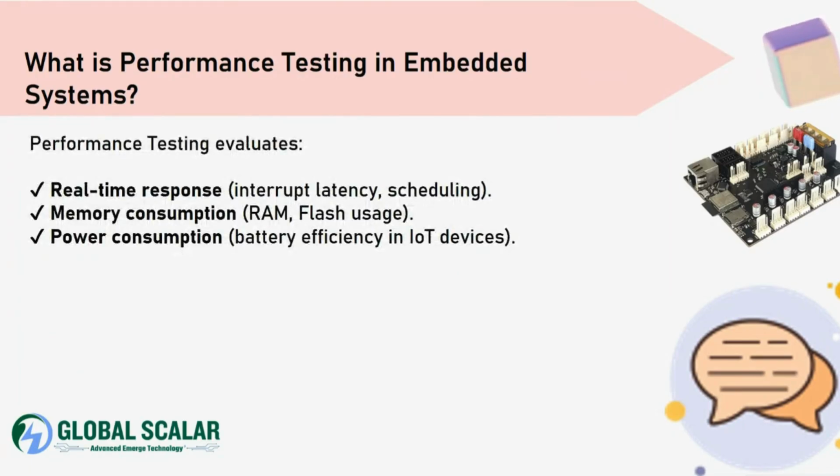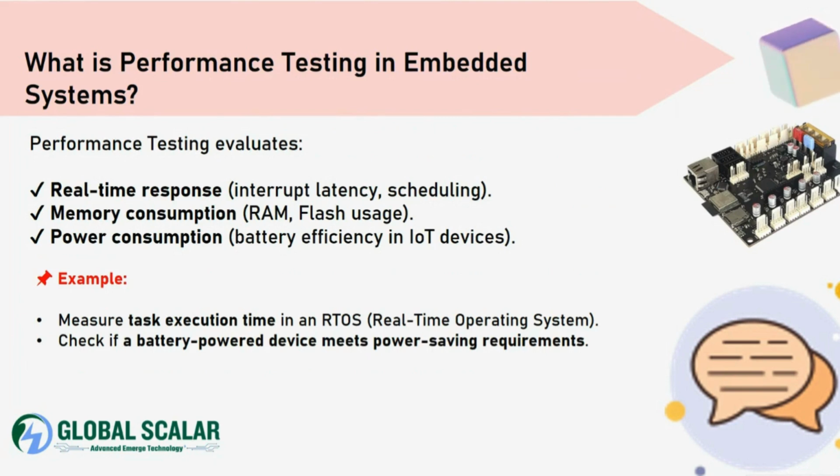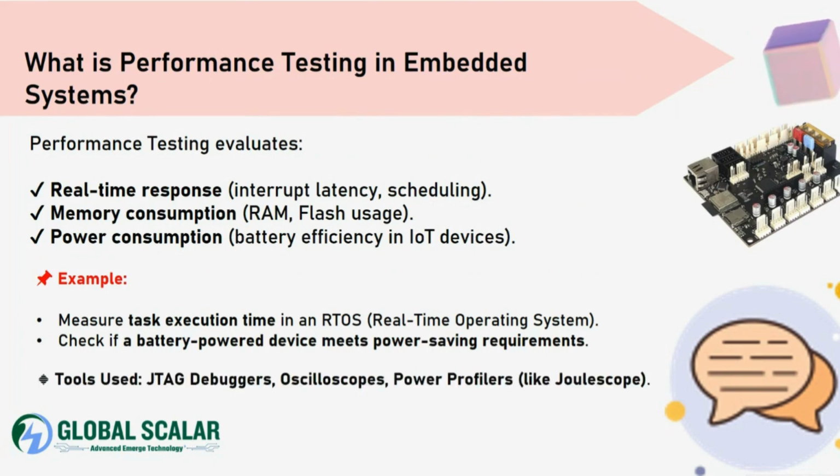What is performance testing in embedded systems? Performance testing is specifically to validate the system under different conditions. It includes the real-time response, memory consumption, and power consumption. An example is to measure that the task is executed in real time under various conditions, specifically climatic conditions, under hot or cold, how the performance is happening will be validated. And check if battery powered devices meet the power saving requirements. Tools used for performance testing: JTAG debugger, oscilloscope, and power profilers.